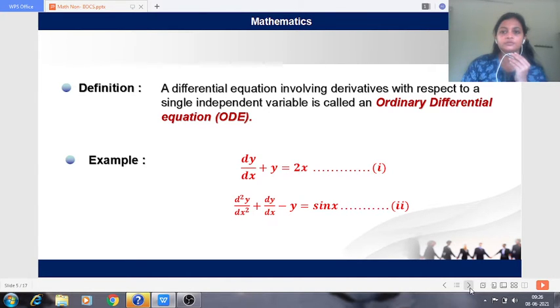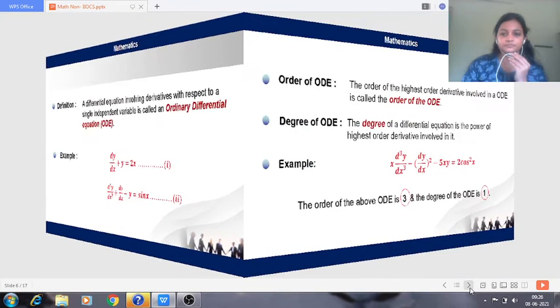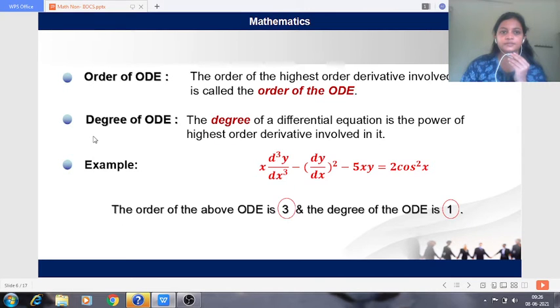Now we study ordinary differential equations. At first we know about the order of an ordinary differential equation. The order of the highest order derivative which is involved in an ordinary differential equation is called the order of the ordinary differential equation.